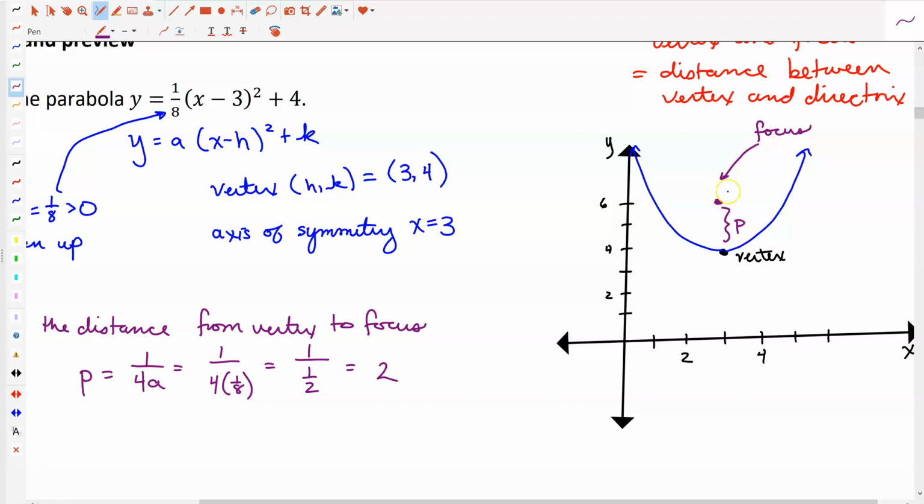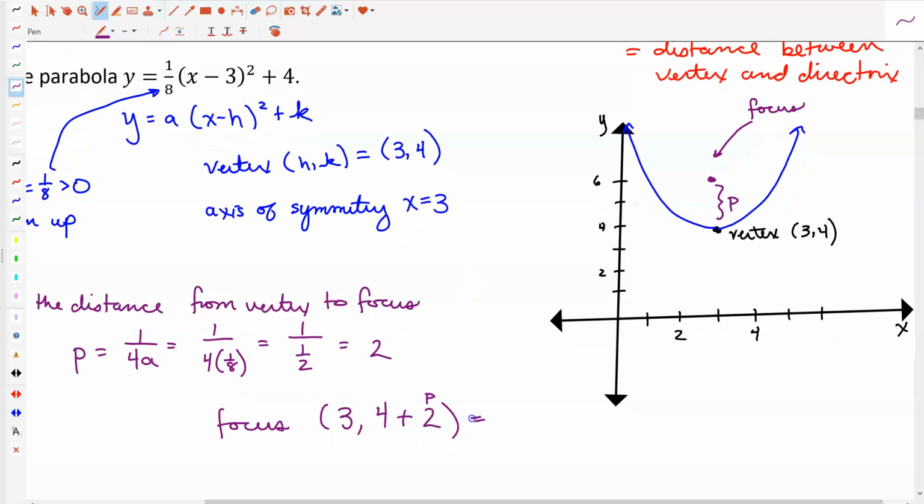So what is that focus as an ordered pair? Remember that the vertex is at (3, 4). To go from my vertex to my focus, I'm not going left or right, so there's going to be no adjustment to my x-coordinate. That's going to stay at 3. What's going to happen is for the y-coordinate, I'm going to add this distance, this value for p. So my focus is going to be at (3, 6).